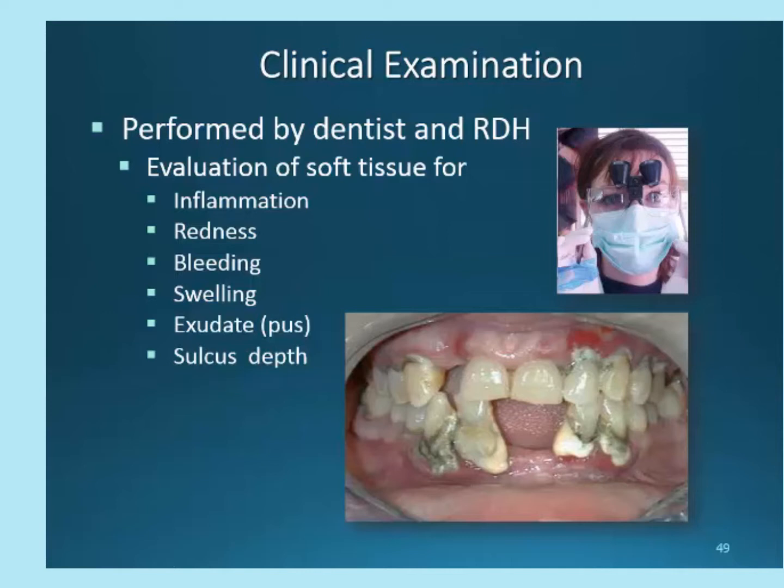And soft tissue can appear inflamed and red, as previously mentioned, with bleeding and swelling exudate present. The sulcus depth changes to reflect the severity of the disease and determines its classification. As with dental decay, severity determines classification.